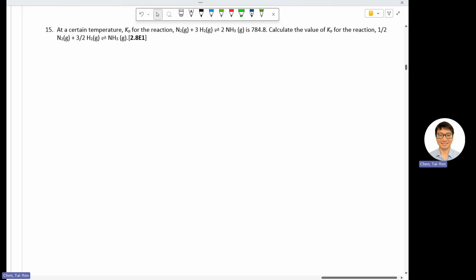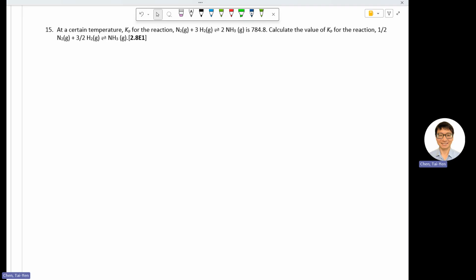It says at a certain temperature Kp for this reaction is 784. Calculate the value of Kp for the reaction below. Okay. So from the question, you can see it gives you the equilibrium constant for a specific equation. Then it asks you what will be the equilibrium constant for another equation.